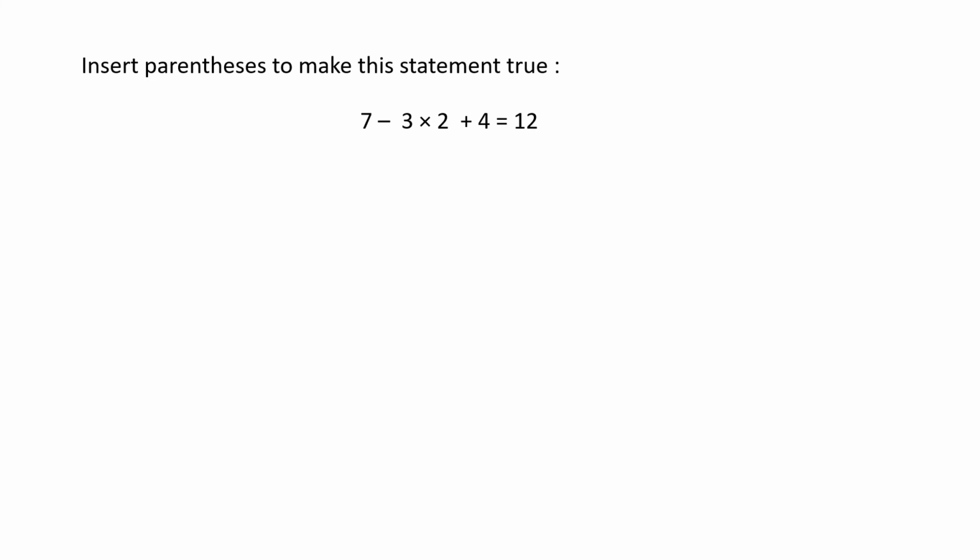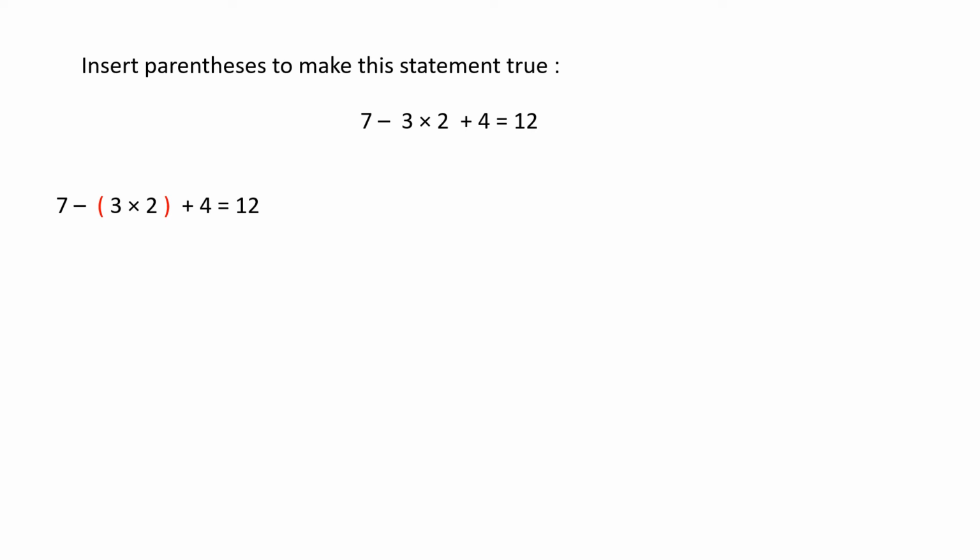Let's check if it's correct or not. Maybe it will be correct. So let's put the parentheses for 3 multiplied by 2, and we want to check if the answer is going to be 12 or not. So now let's solve that question to get the answer. If the answer is 12, of course, this place will be correct. If it is not, I'll check another place.